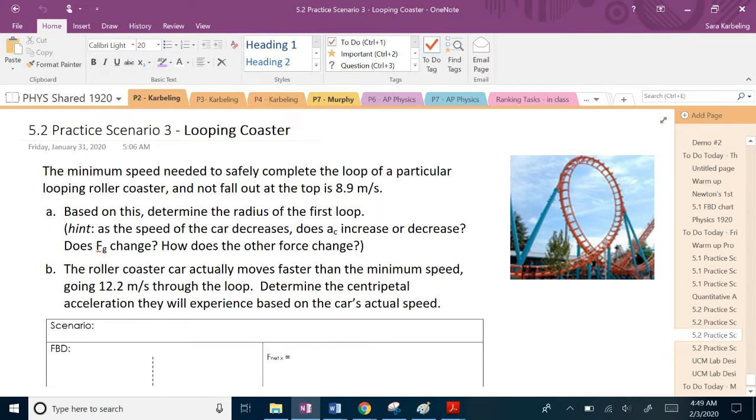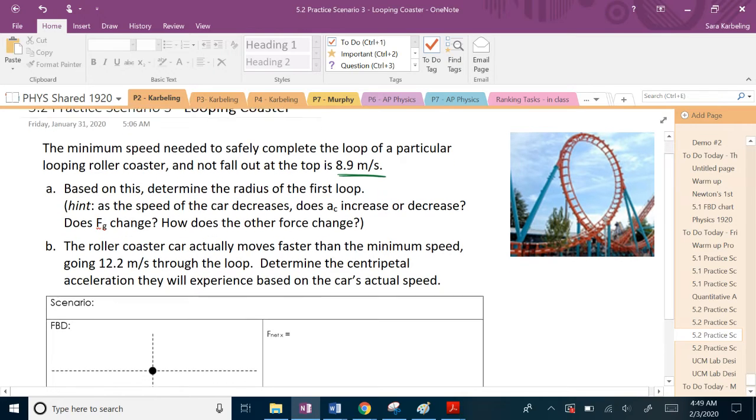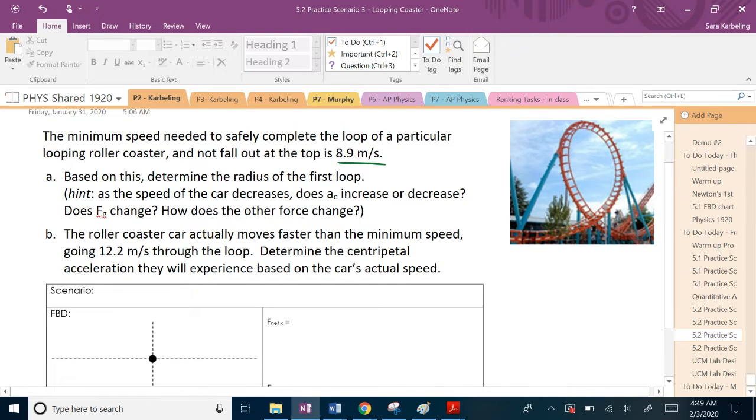Going through a looping roller coaster, the problem says the minimum speed needed to safely complete the loop of a particular looping roller coaster and not fall out is 8.9 meters per second. And so then there are two parts. Part A says, based on this, determine the radius of the first loop.